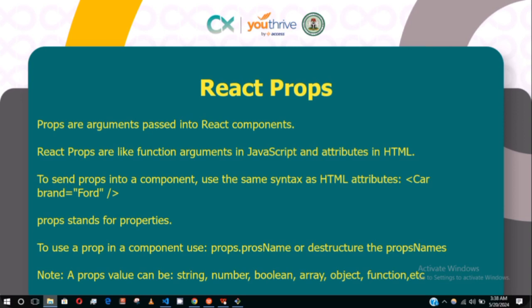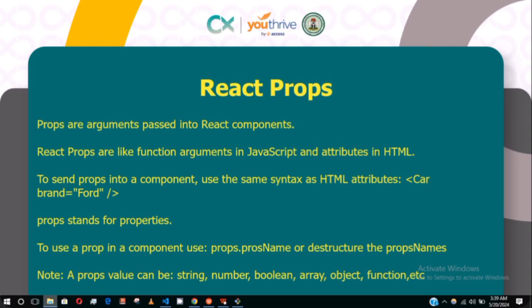So prop stands for properties. They are the properties of a function. To use a prop in a component, you use two methods. You either use props.propName or destructure the prop names, which is very efficient. Note this please, a prop value can be string, number, boolean, array, object, function, etc.